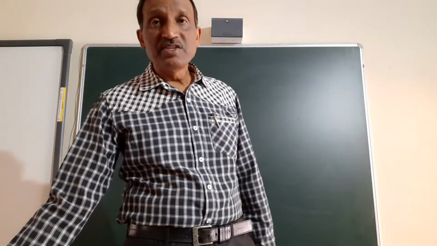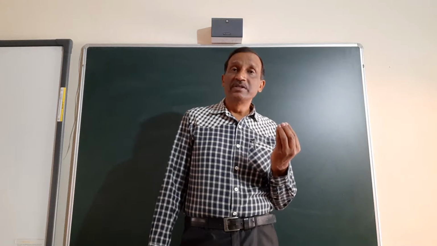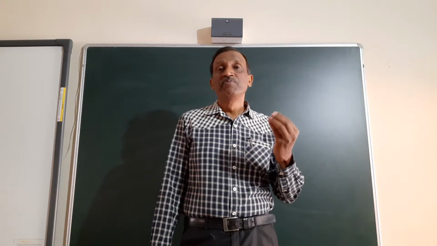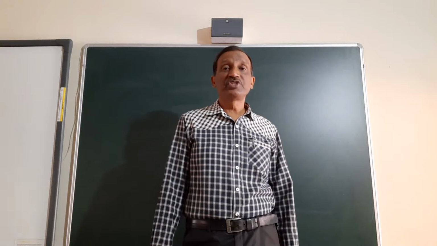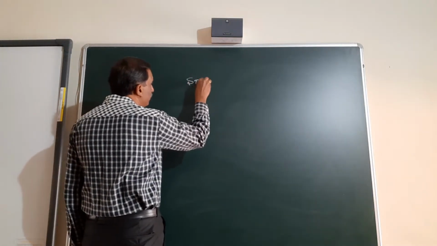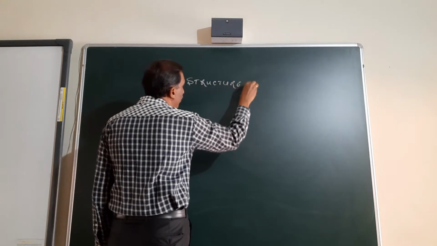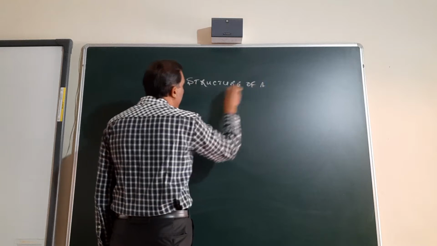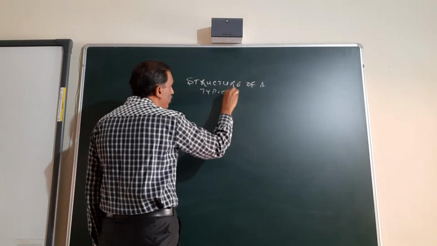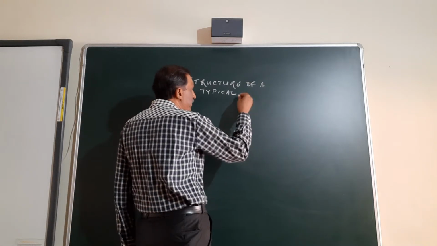And in the case of angiosperms, this will be the appearance of the buds, and the bud will then slowly open into a flower. So today we are going to study the structure of a typical flower. Not all flowers are alike, but typically this is a representative.